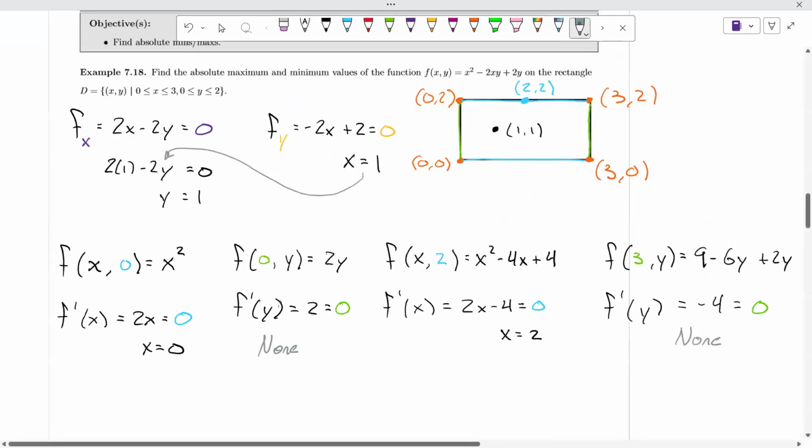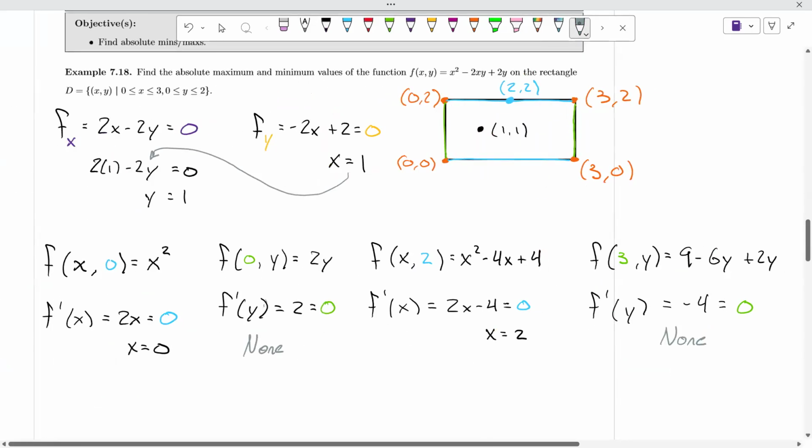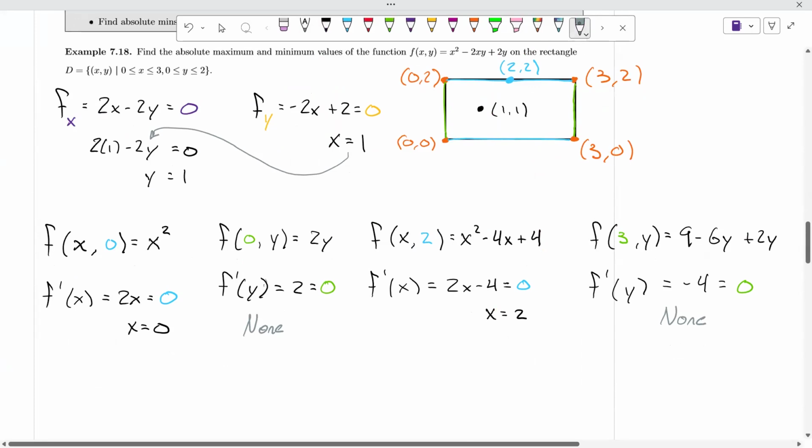Cool. So those are all of my boundary curves, my boundary points. I'll just leave it as is. Again, I think the roughest part of these problems is all of the boundary parameterizations because we have to do it a lot. But I came up with only one additional critical point.